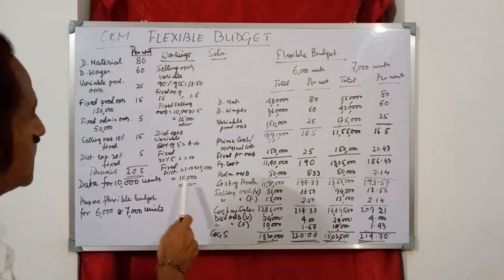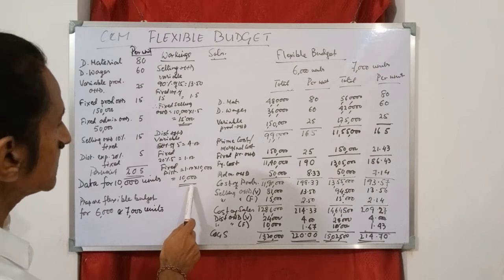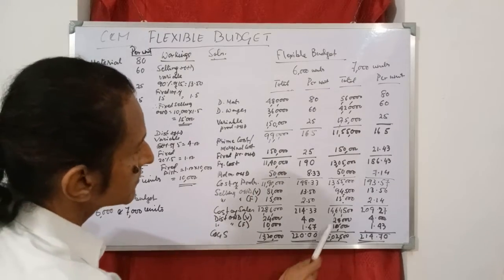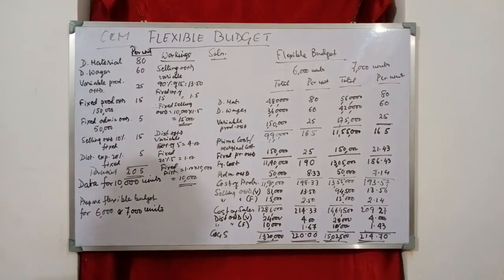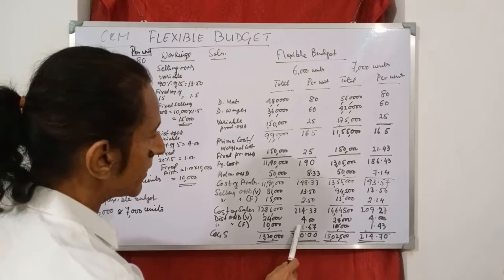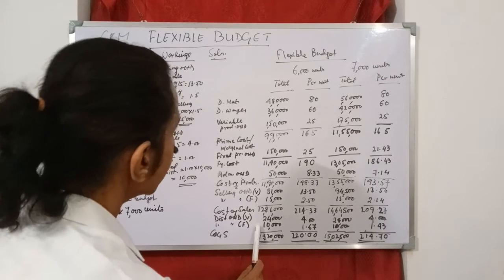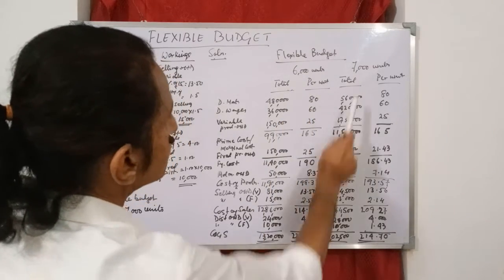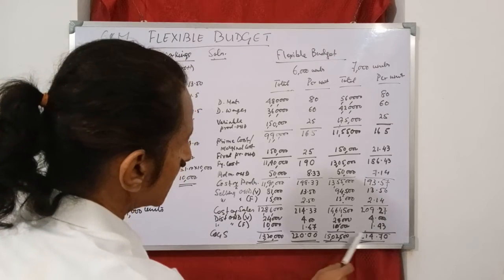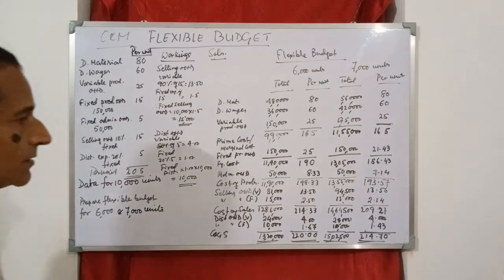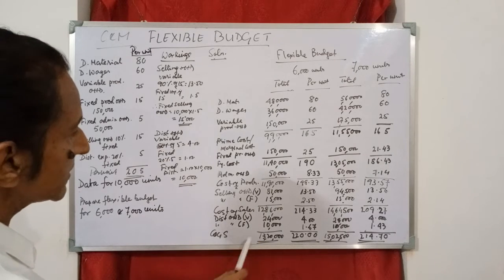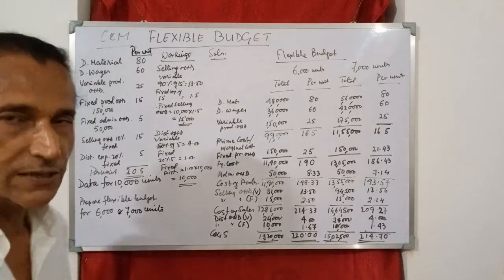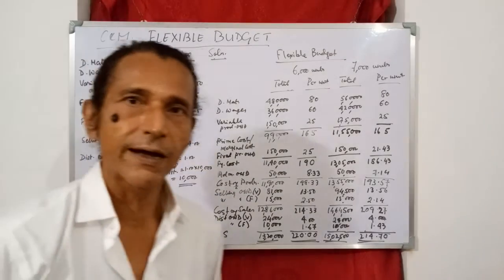And the fixed distribution overhead is we have already calculated as 10,000. So we have put that 10,000 in total column, and we have found out the per unit fixed distribution overhead by dividing the fixed overhead by the number of units, that is 10,000 by 6,000 here and 10,000 by 7,000 here. So we have found out 1.67 and 1.43 respectively. Now we have simply added cost of sales, distribution overhead, and we have found out the cost of goods sold. So this is the flexible budget. Correct?